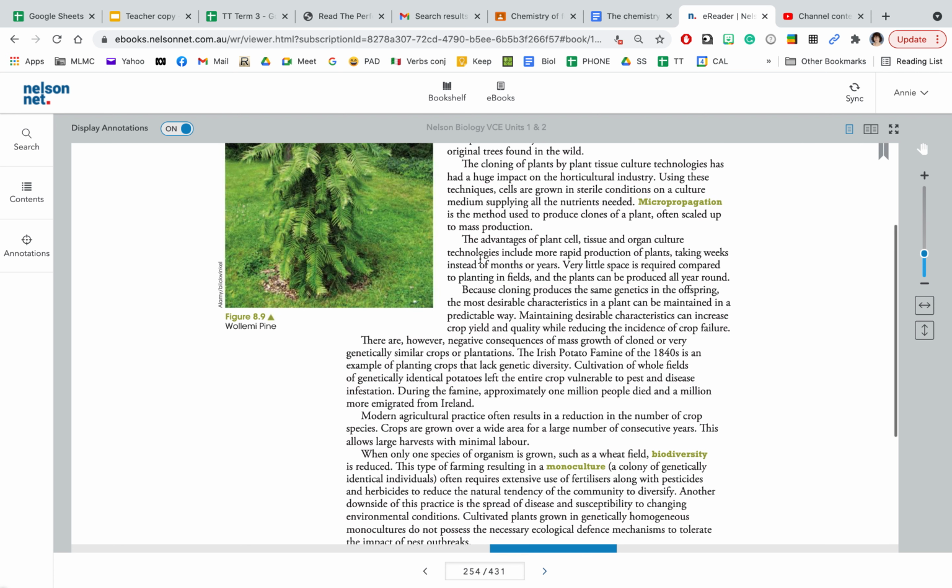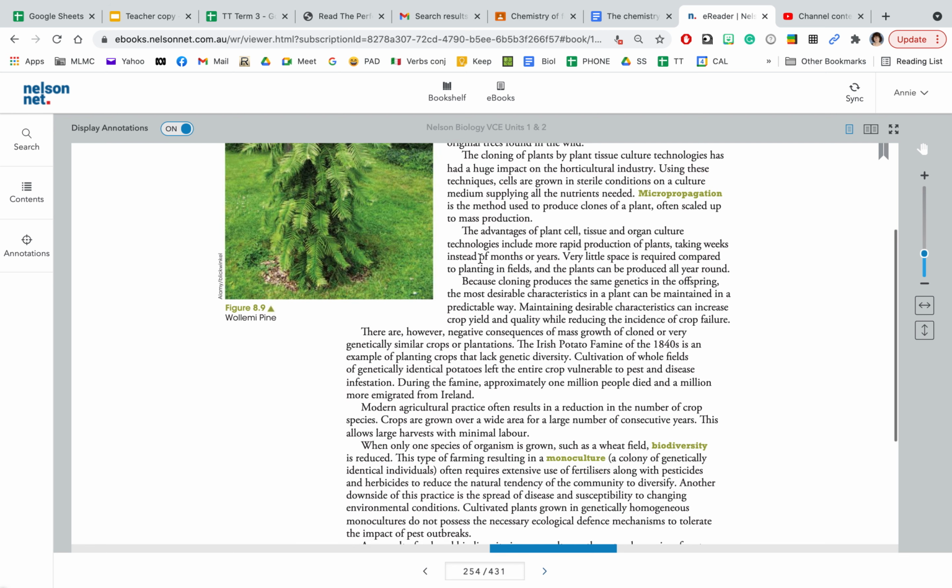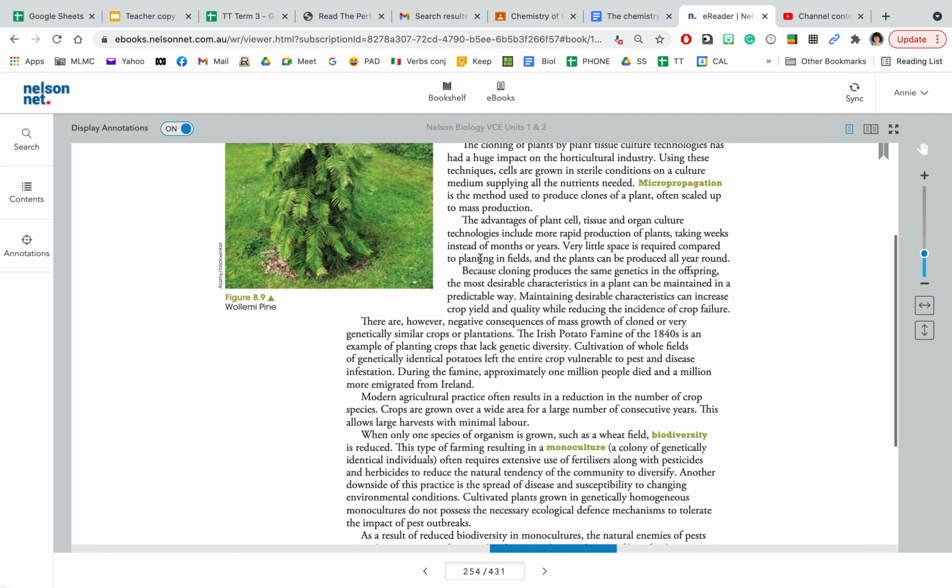The cloning of plants by plant tissue culture technologies has had a huge impact on the horticultural industry. Using the technique, cells are grown in sterile conditions on a culture medium supplying all nutrients needed. Micropropagation is the method used to produce clones of a plant, often scaled up to mass production.